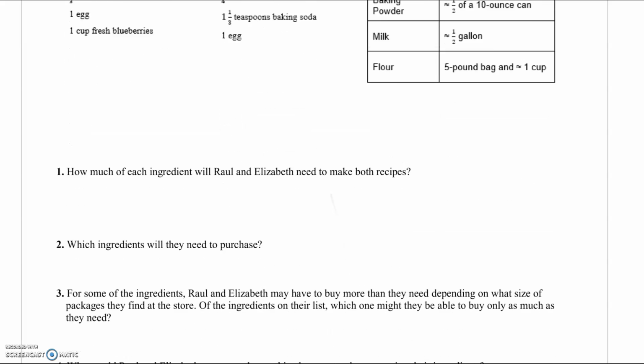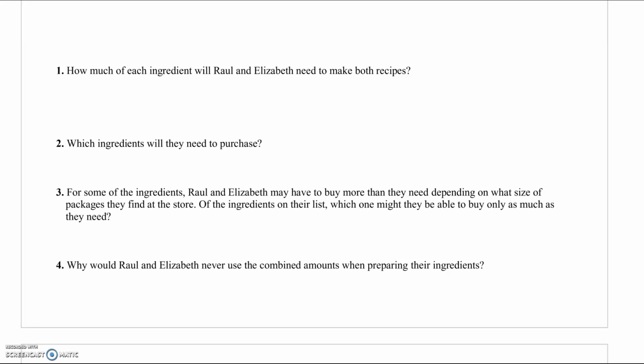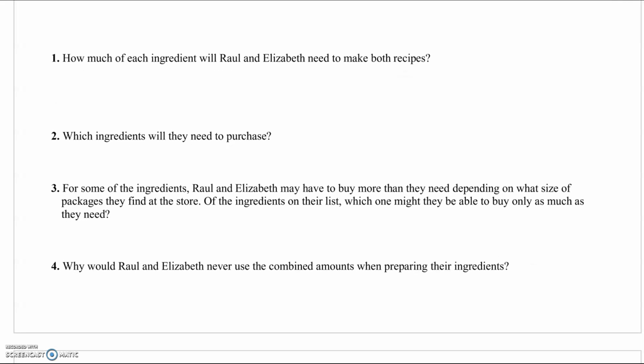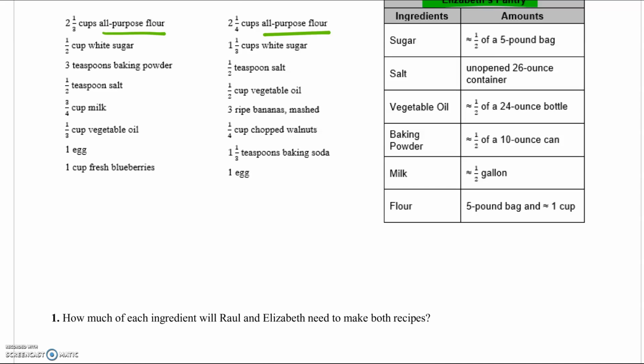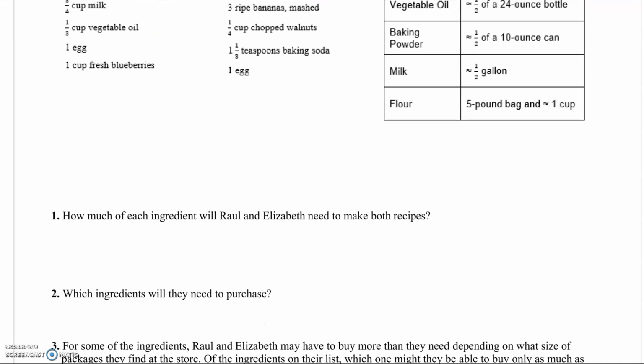So the first question, number 1, says, how much of each ingredient will Raul and Elizabeth need to make both recipes? So this is kind of a big question, right? We're looking at every single ingredient in all of them, and we want to know how much total we need. So if we wanted to know, there's flour in both, right? How much flour do we need total? We would be adding up those numbers, right? So we're going to add together each single ingredient.